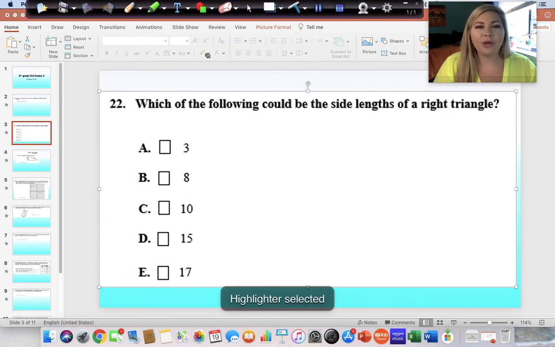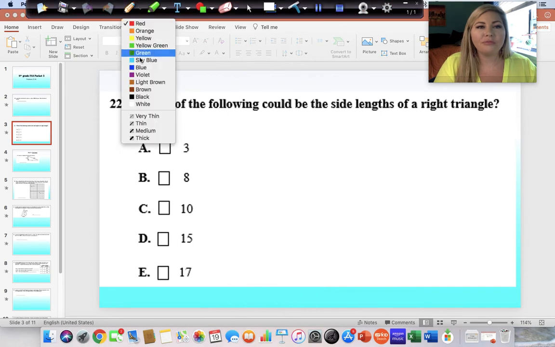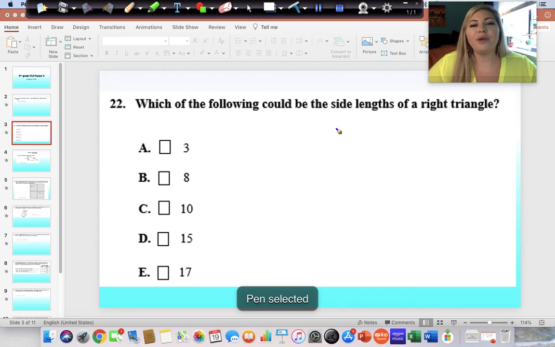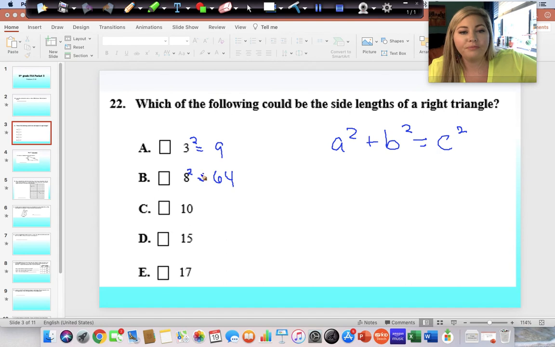Which of the following could be side lengths of a right triangle? Remember, with a right triangle, a squared plus b squared equals c squared. 3 squared gives us 9. 8 squared gives us 64. 10 squared gives us 100. 15 squared gives us 225. And 17 squared gives us 289.